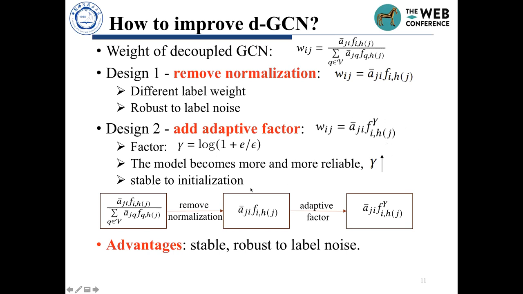Gamma is determined by the current epoch E and a hyperparameter epsilon. At the beginning of training, the model is not reliable. Gamma equals zero, and the model-aware dynamic weight has no effect. With the training going, the model becomes more and more reliable. Gamma increases and the role of model-aware weight is more and more important. The two designs make the model more stable and robust to label noise.